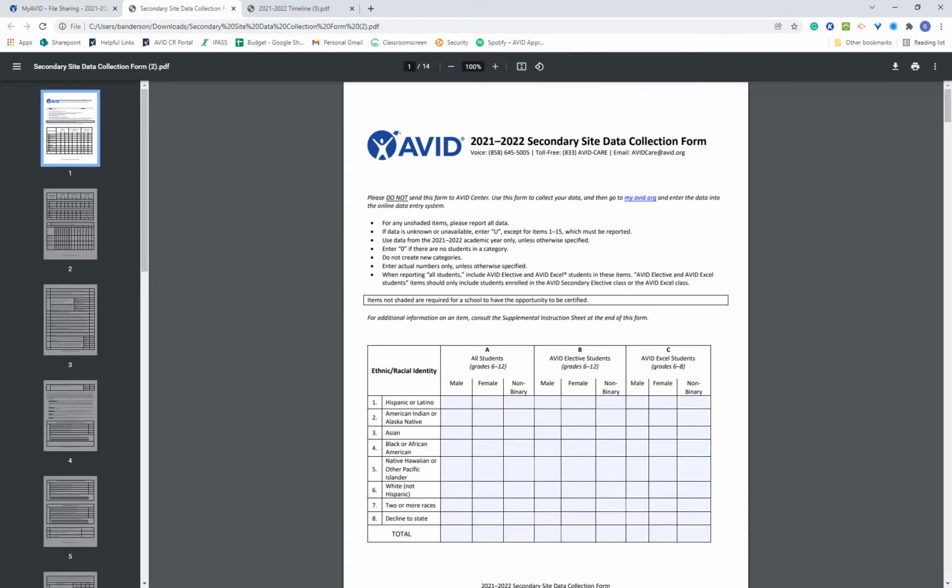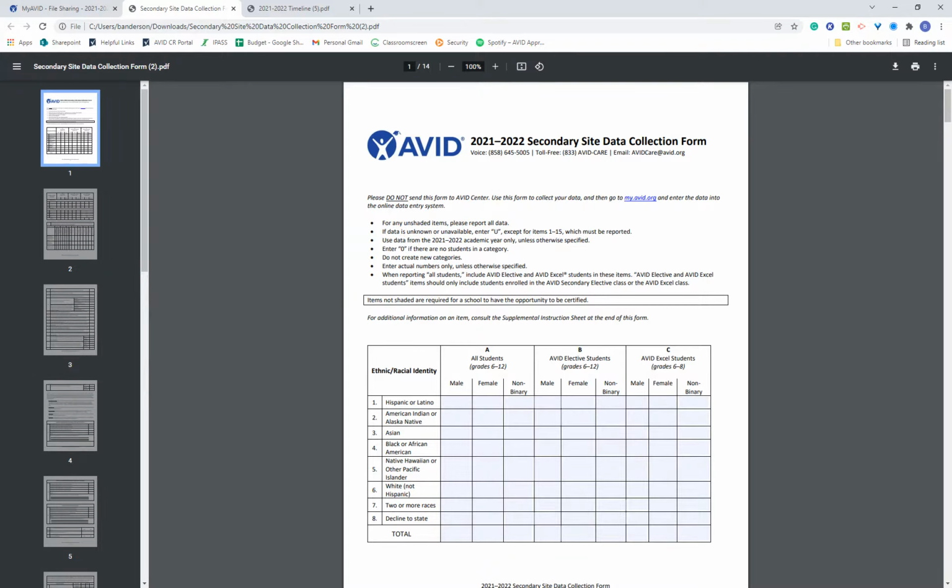I want to spend a couple minutes just focused at the top part, the directions here, because it'll help reduce some frustration as you go through the process. If you've tried and can't access the information, you can put a U in for almost everything on the form except for items 1 through 15. The data, unless specifically discussed, focuses on the 2021-22 academic year, and I'll try to highlight the parts where it focuses on something from previous years.